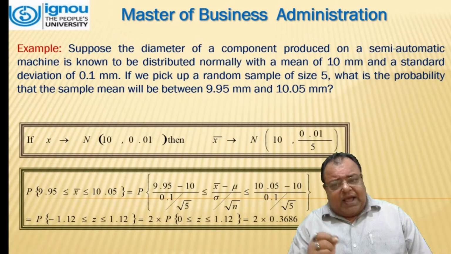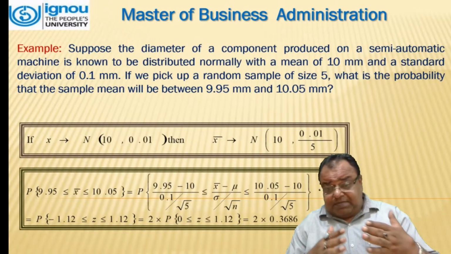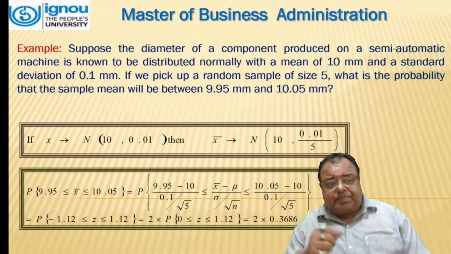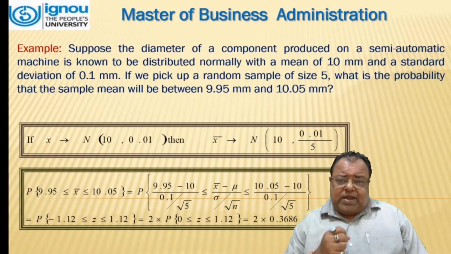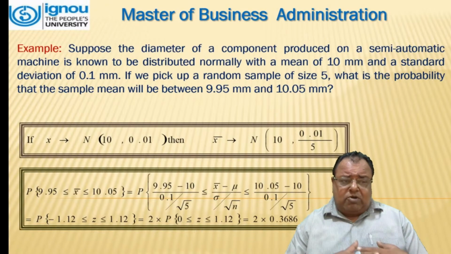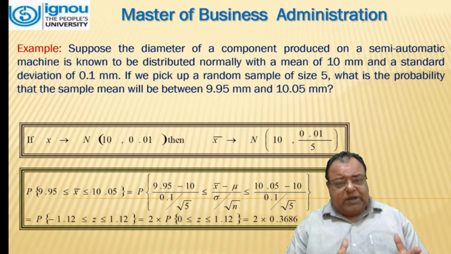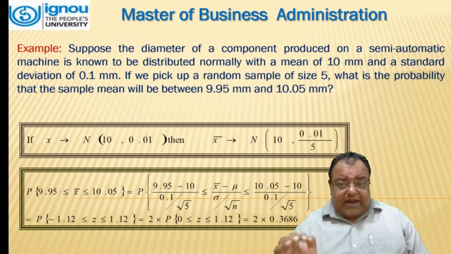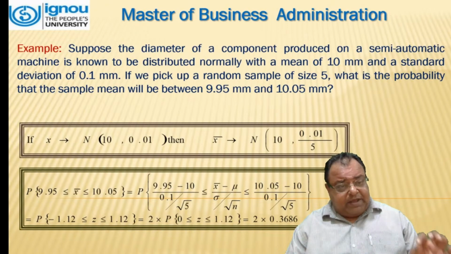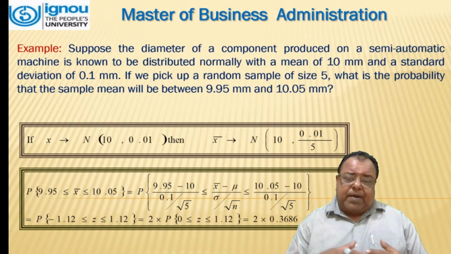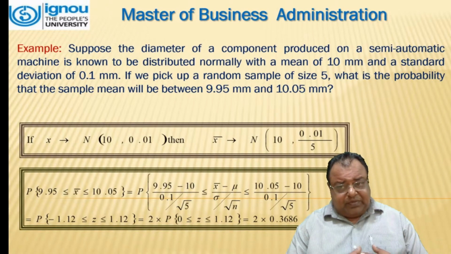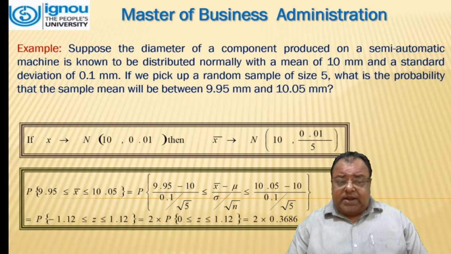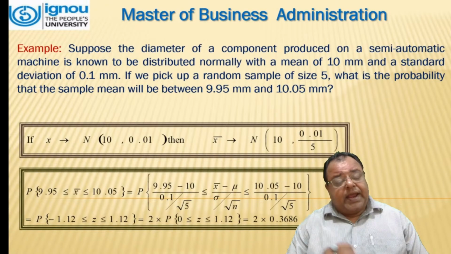Now we will see a problem, to discuss how this is basically applied in a practical problem. Suppose the diameter of a component produced on a semi-automatic machine is known to be distributed normally with a mean of 10 mm and a standard deviation of 0.1 mm. If we pick up a random sample of size 5, what is the probability that the sample mean will be between 9.95 mm and 10.05 mm?